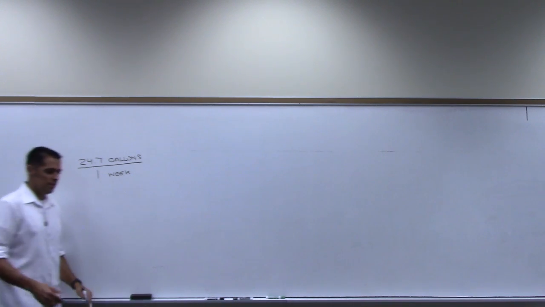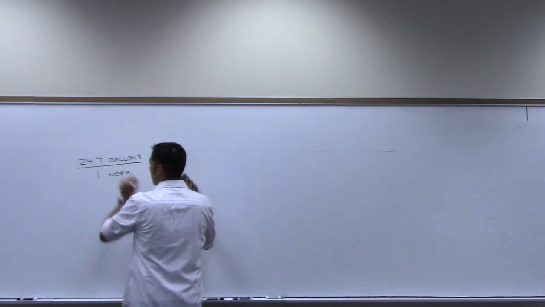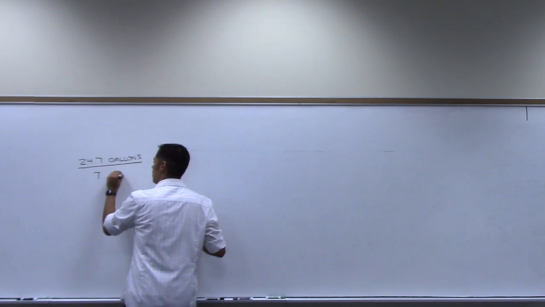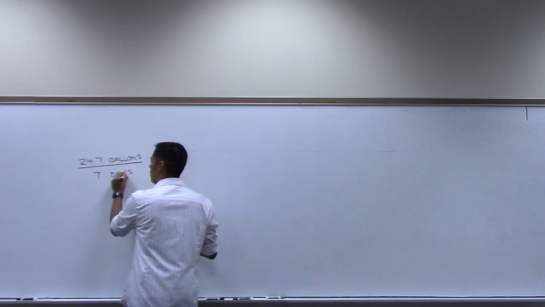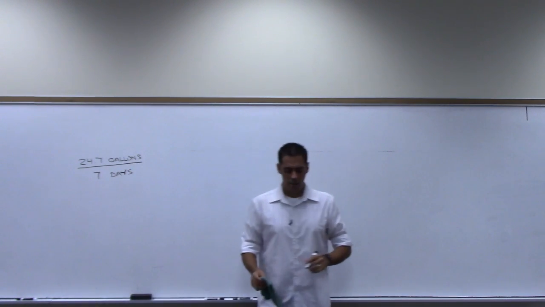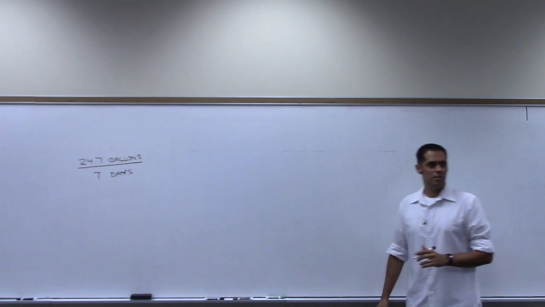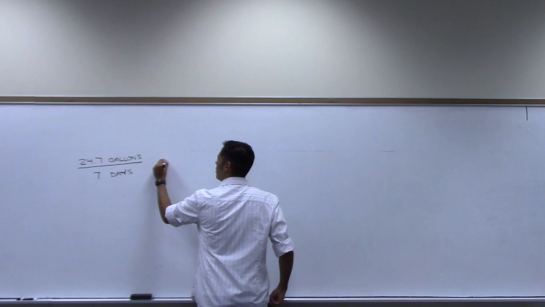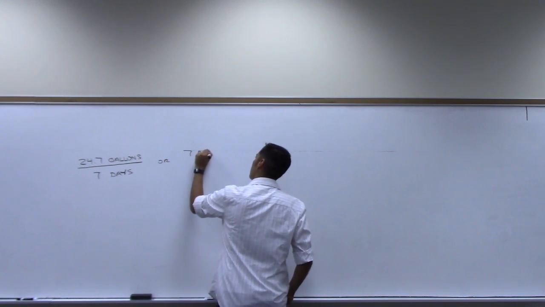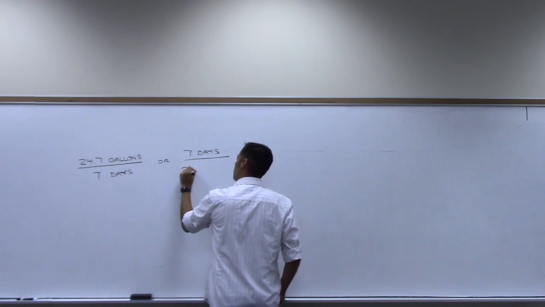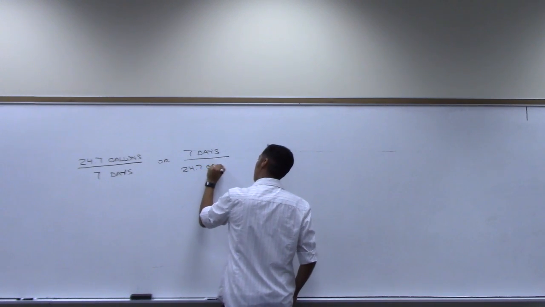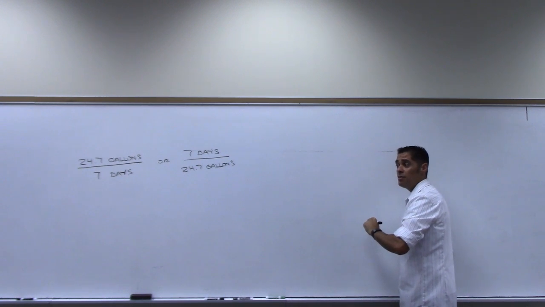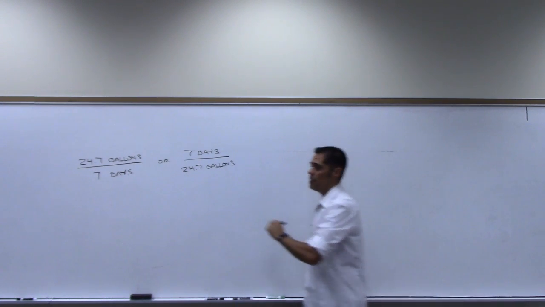I can change this. Instead of writing 24.7 gallons in 1 week, I can do 7 days. And that way everything matches up as far as my units. Do you all understand that? Please let's not get caught on the test with that, all right? So I can use that, or I can use this. I can do 7 days over 24.7 gallons. My choice. But what they want at the end is gallons. How many gallons? So I'm going to use the first one.